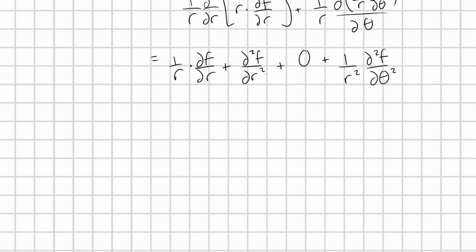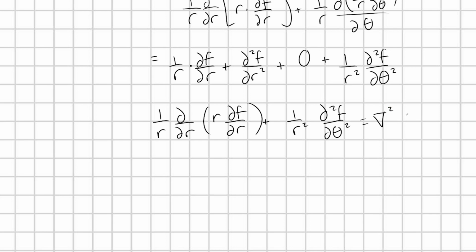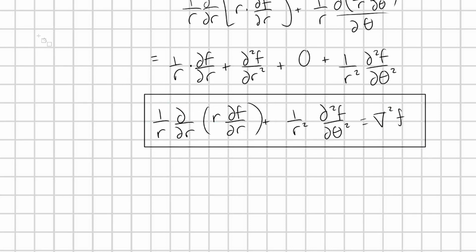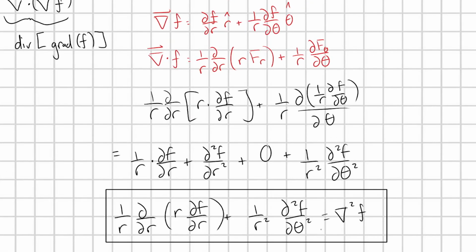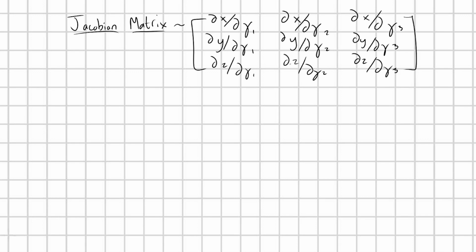Okay, and now we just have 3 terms here. Let's go ahead and group them together nicely. So I'm going to have 1 over r d dr r df dr plus 1 over r squared d squared f d theta squared. Okay, and this is the Laplacian of a function in polar coordinates. So see how easy that is? We just used the gradient and divergence together. Nice and simple. So next, let's go ahead and talk a little bit about the Jacobian matrix.